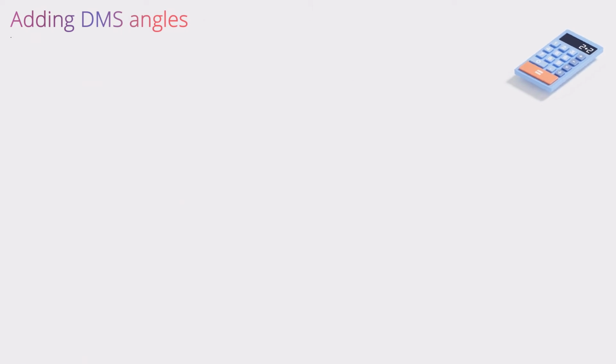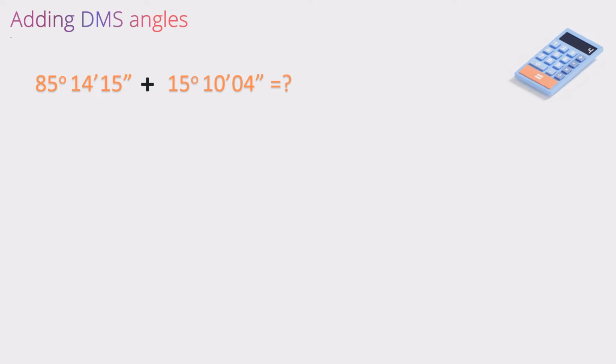All right, so let's see how we can add the two DMS angles. For example, we want to add these two angles, 85 degrees, 14 minutes and 15 seconds, and 15 degrees, 10 minutes and 4 seconds. You can do this in a number of ways, but I prefer this way.